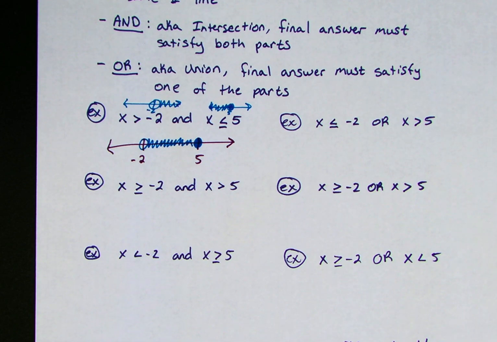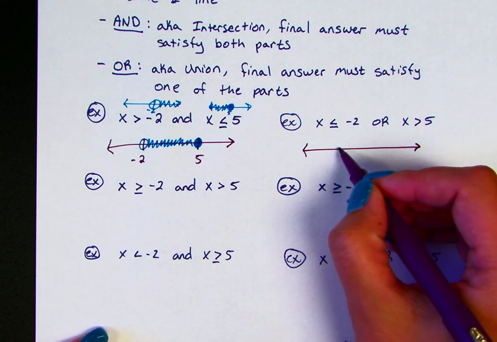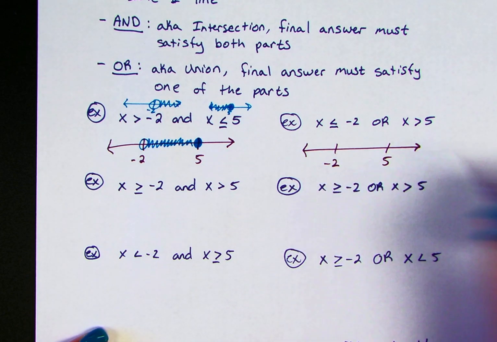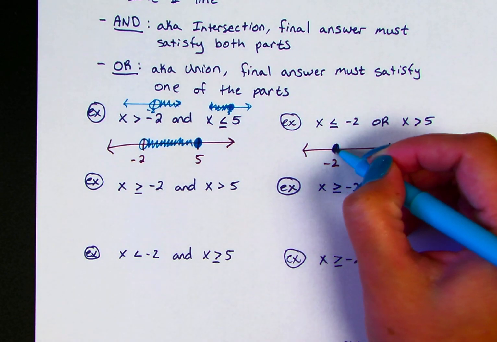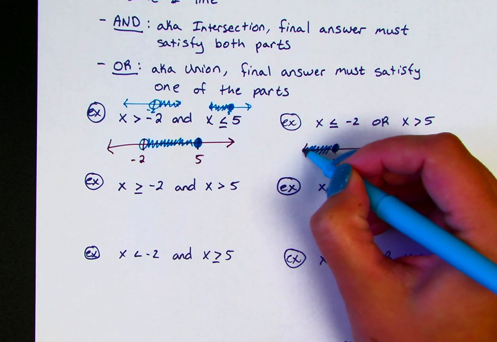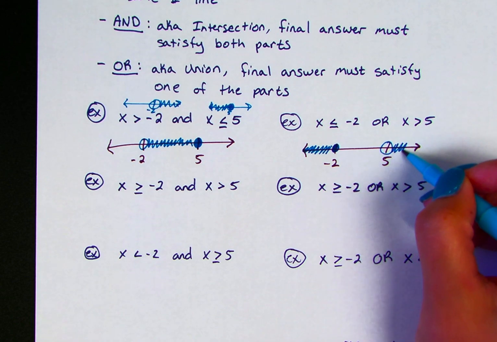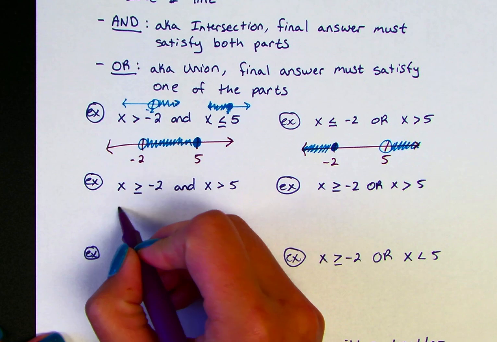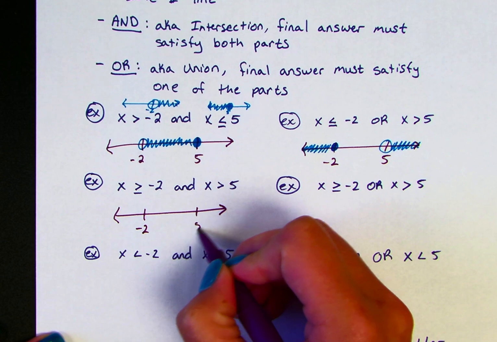So if we look at the next one, that's an or statement. That just means that I need to shade all the parts that are going to be true. So again, I'm just putting my numbers on here. I would have a closed circle at -2 this time, and then it's less than, so I'm going this way. And an open circle this time at 5, greater than, going to the right. So I would include both pieces if we had an or statement. All right, so -2 and 5.